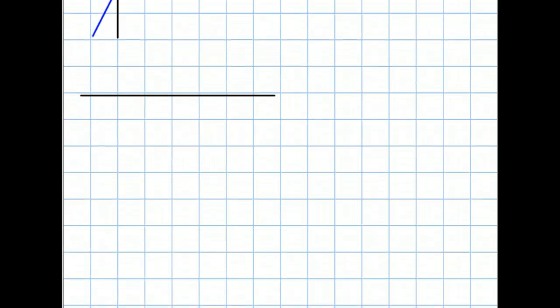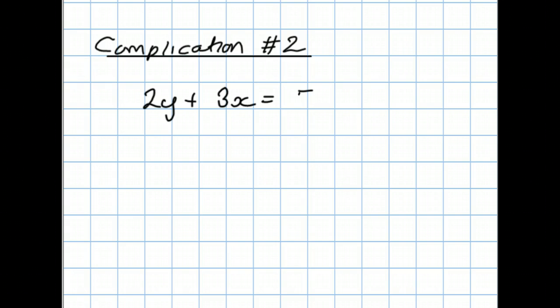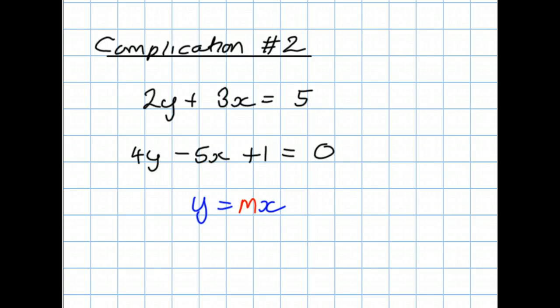Okay, now let's look at our second complication, and the last thing we're going to look at. Complication 2. You're asked to compare some graphs, but they're given in forms like this. Or, and you're asked to talk about the gradient or where they cross the y-axis. And here is the big problem. We have to have our equations in the form of y equals mx plus c. In short, we have to have y as the subject.